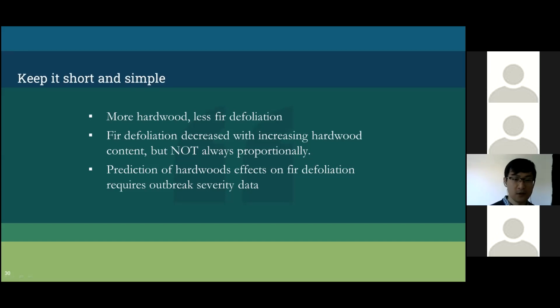If we have more hardwood, we will see less defoliation. So if you are a forester or a resource manager, or you own some sort of forest property, just know that if you only have fir and spruce, you will receive more defoliation when the budworm come to Newfoundland than if you have hardwood. And if you are doing some sort of study and modeling in forestry, the fir defoliation decreases with increasing hardwood content, but it's not always proportional. It's not like 20% hardwood means 20% less defoliation. It doesn't work that easily. And if we want to accurately predict hardwood effects on fir defoliation, we need to throw in at least one more predictive variable, which is the outbreak severity. So that's the simple message.